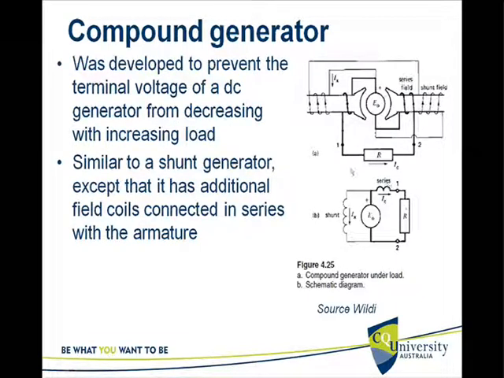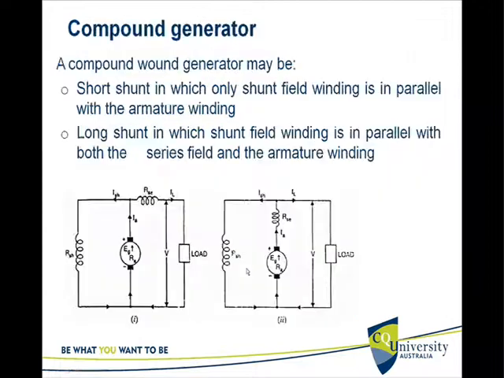Electrical circuit looks like this. What's the difference? Compound generator, one classification is called short shunt, in which only the shunt field winding is in parallel with the armature winding. So the shunt field winding is in parallel with the armature winding.